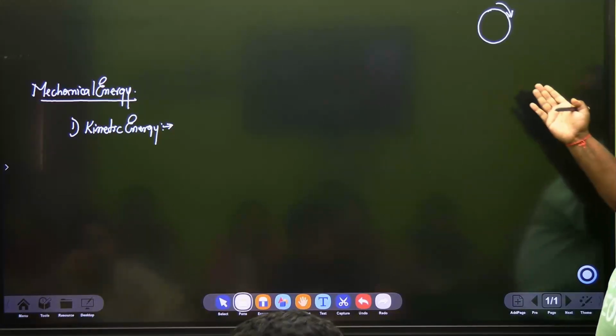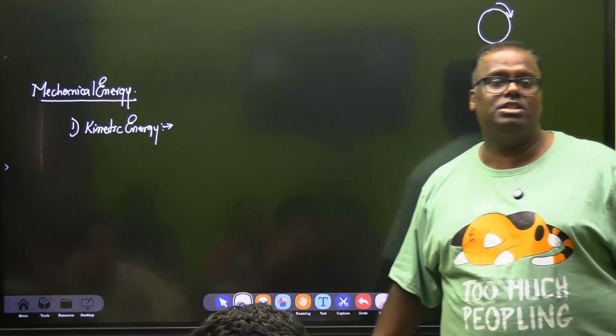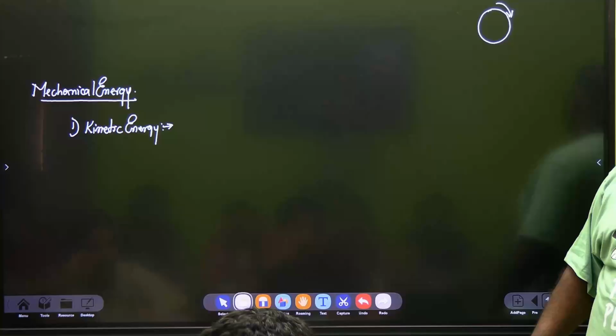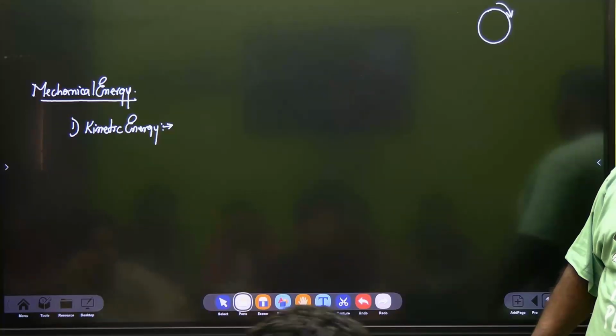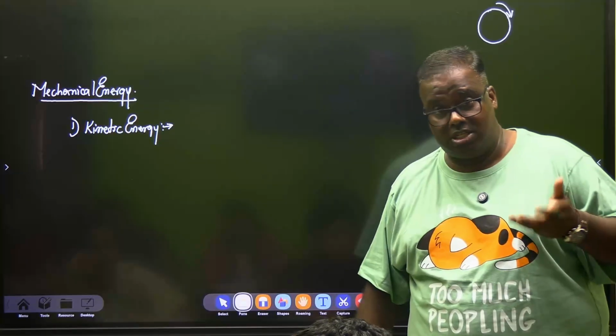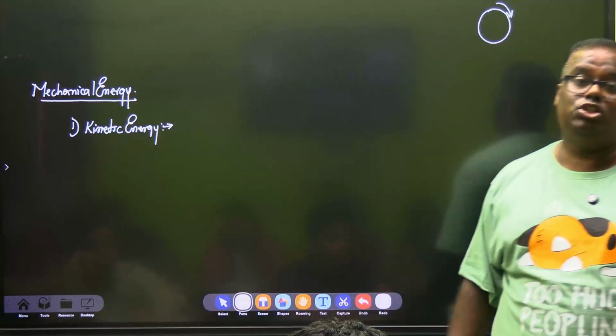A question arises, sir, what sort of energy is this body having? This body is right now having kinetic energy. Kinetic energy means any body which is in motion possesses kinetic energy. Sir, at that time, can it possess some other form of energy? Yes. But kinetic energy is ensured.